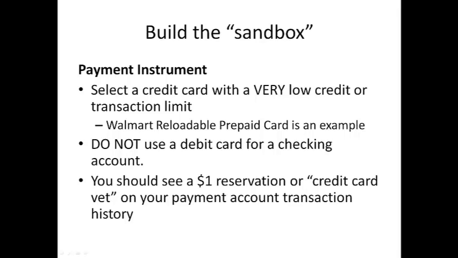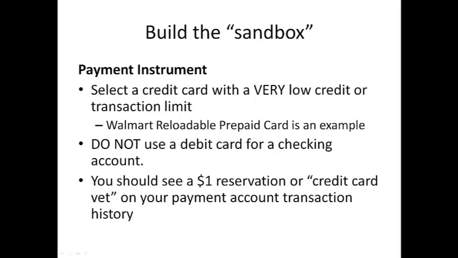You have to have a valid payment instrument to use the AWS platform, but select a credit card with a very low credit or transaction limit. A Walmart reloadable prepaid card could be used to do this. So for example, you could sign up for a Walmart prepaid card and then load it up with $50. In this way you know that if there is a mistake on your end where you accidentally fire something up that you didn't intend to and you get a charge, the most you're going to be out would be the $50 on that card. Do not use a debit card for a checking account because there's a chance that your bank could honor the charge and then charge you an overdraft fee.